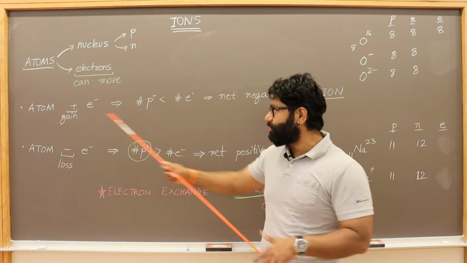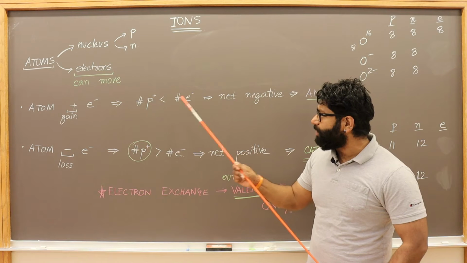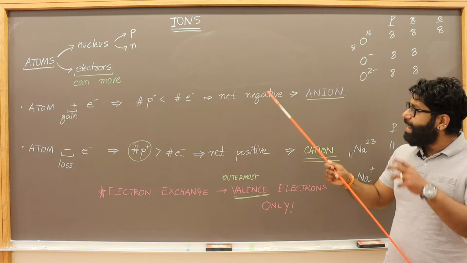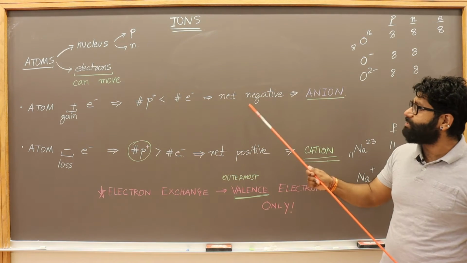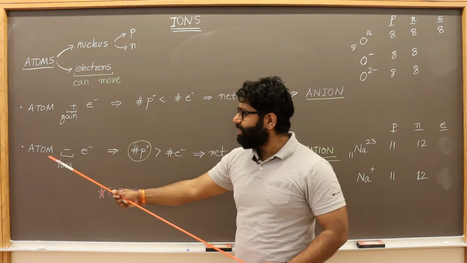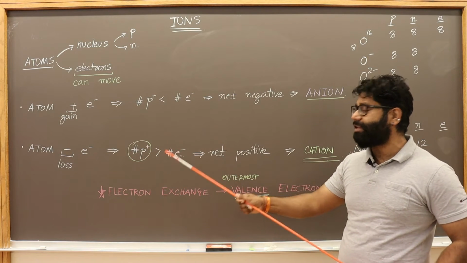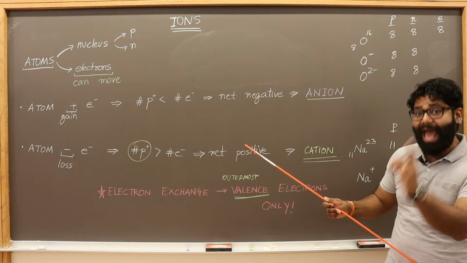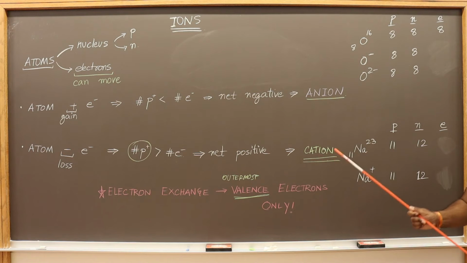So in here, the simple concept that I just told you is being written, that when an atom gains an electron, the number of electrons becomes larger than the number of protons, therefore giving the atom a net negative charge. Now the atom becomes an ion, and a negatively charged ion is called an anion. Okay? Going for the reverse, when an atom loses an electron, the number of protons effectively becomes higher than the number of electrons, thereby giving a net positive charge to the atom, now becoming an ion, and we call that positively charged ion a cation.